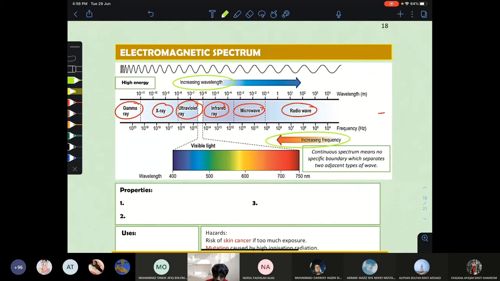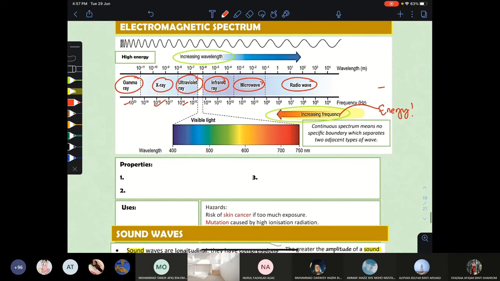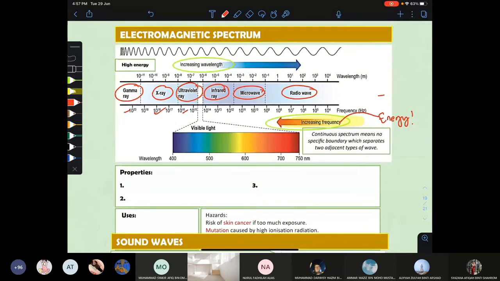Jadi, depends on the situation. Kita tak kata siapa yang lagi bagus. It's not like that. Depends on the function that we want. So kalau awak nak dia penetrate anything rigorously, kita kena gamma lah. Because gamma very powerful. You need to know that the frequency is related to the energy. The higher the frequency, the higher the energy. Therefore, antara gamma, X-ray and ultraviolet, which one has higher energy? Of course lah, gamma.